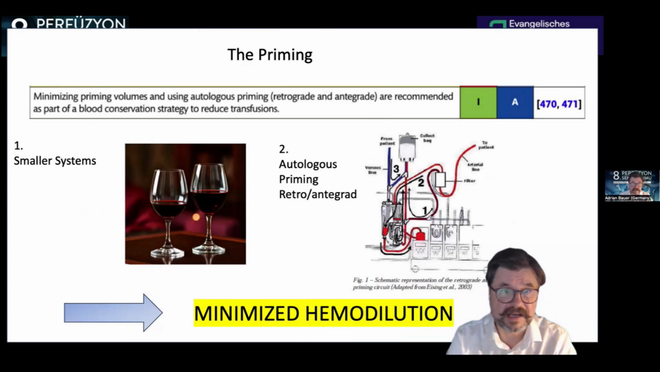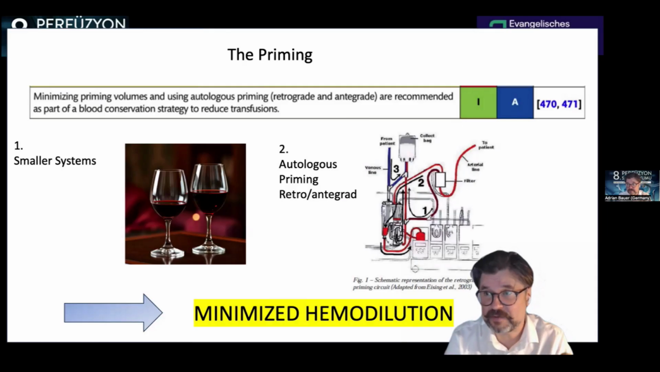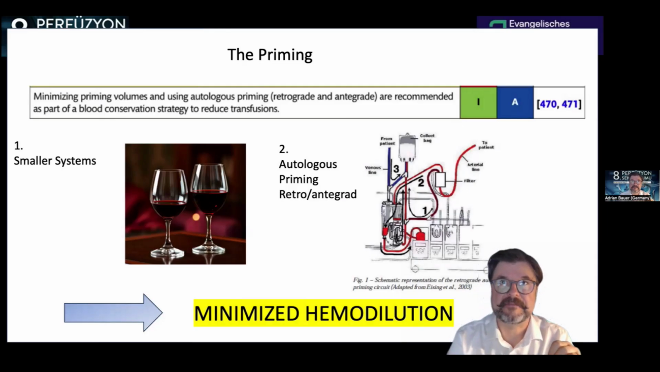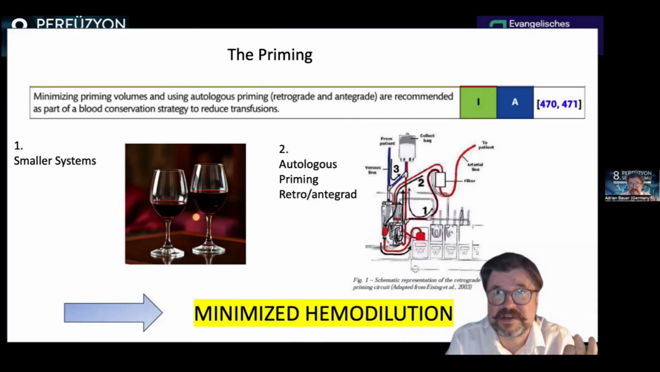So we should minimize the priming. Yes, of course, we have to minimize priming, because then we have lower hemodilution and a better DO2, a better transfer of oxygenation to the body. So minimizing priming is also a very important thing, but believe me, not the most important thing at all. So this is one thing we can do.